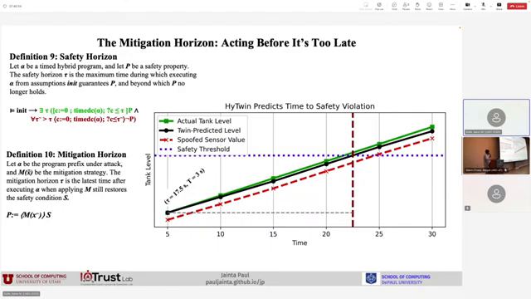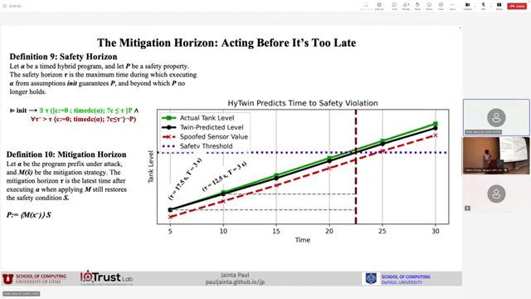Now take a look at the same example that I showed earlier. Again, the red dotted line represents the spoofed sensor value, the black line represents the level predicted by the digital twin, and the green line represents the actual tank level. At this point, we have the mitigation horizon calculated, for example, as 17.5 seconds, and the policy threshold is 3 seconds. The policy threshold is something that should be set by the administrator. If the mitigation horizon at some point becomes less than the policy threshold, then we will force mitigation into the system.